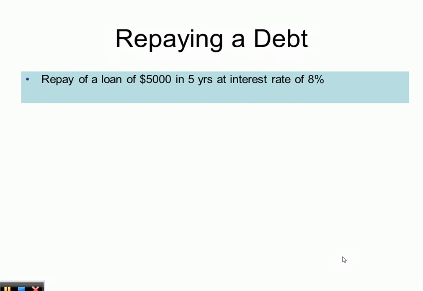Now let's take a look at the example of repaying a debt. So we're going to repay a loan of $5,000 in 5 years at an interest rate of 8%. So we could actually repay it in different ways. Plan 1, we're going to pay $1,000 principal plus interest due.